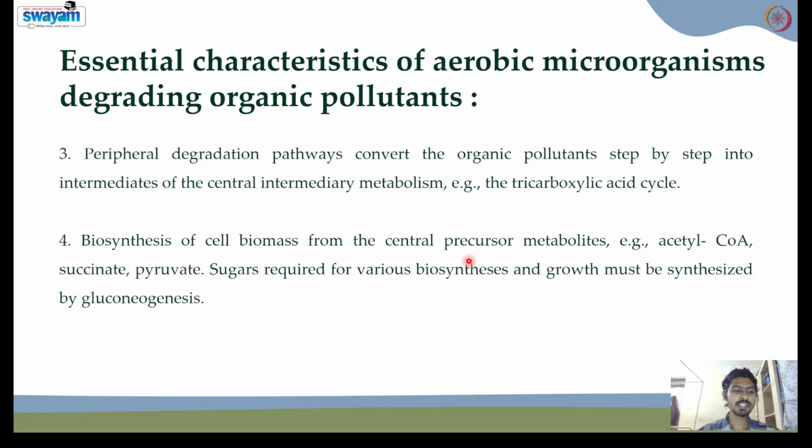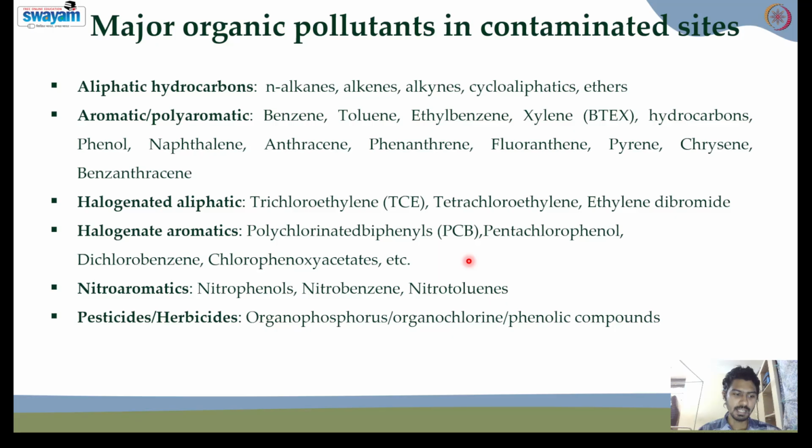biomass for their growth and for energy production. So these four important steps are essential characteristics of the aerobic microorganism that helps in degrading this organic pollutant. Then if you see, the major organic pollutants in the contaminant sites: the first class is aliphatic hydrocarbons. In aliphatic hydrocarbons, examples are alkane, alkene and alkyne, and cycloaliphatics and ethers. Whereas the second class, aromatic and polyaromatic compounds, where benzene, toluene, ethylbenzene, xylene, etc.